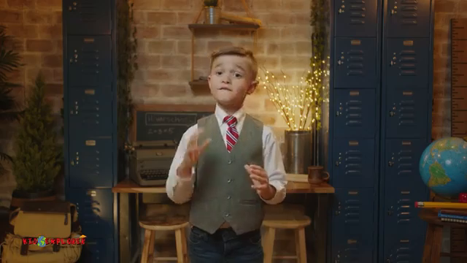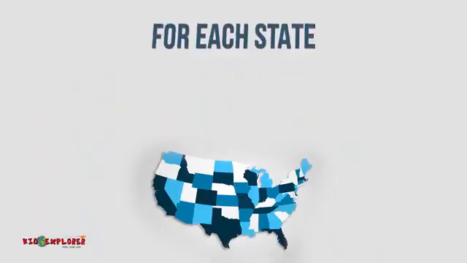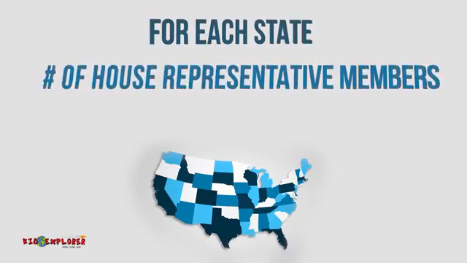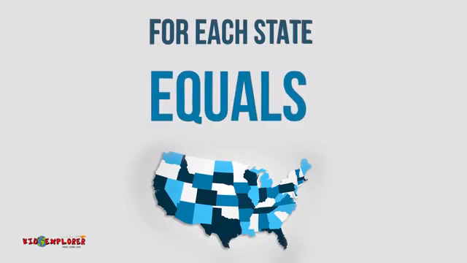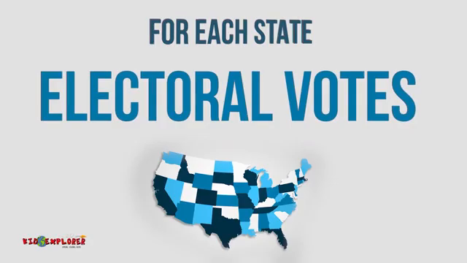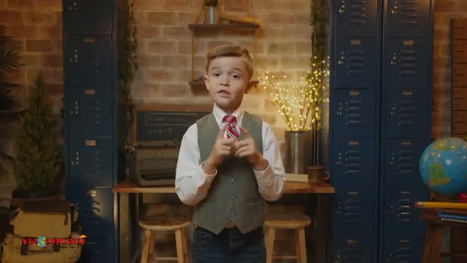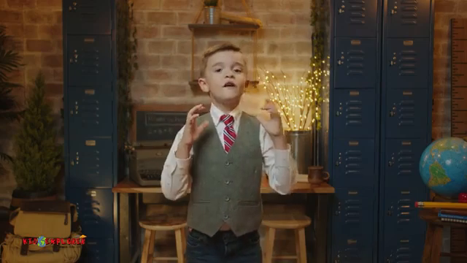This is a huge benefit for smaller states. So that means the number of House representatives for a state plus 2 senators equals the number of electoral votes each state gets. You get it? You just add those 2 numbers together. Number of the House representatives plus the 2 senators. And you get the state's allotment of electors.